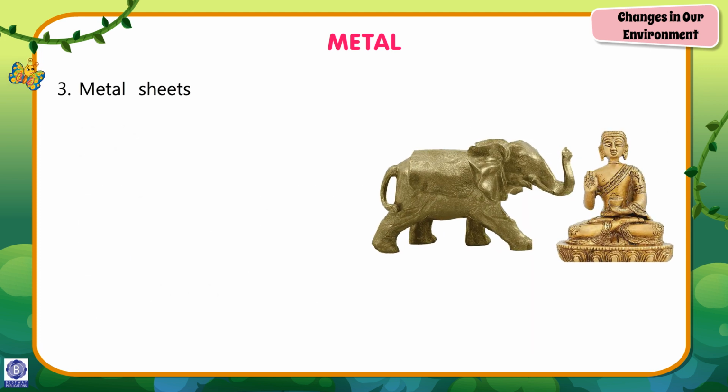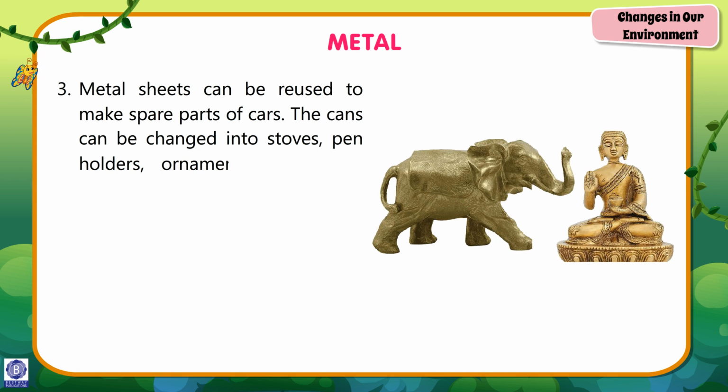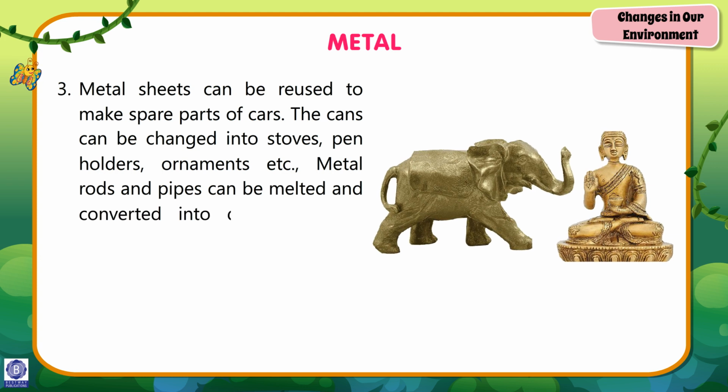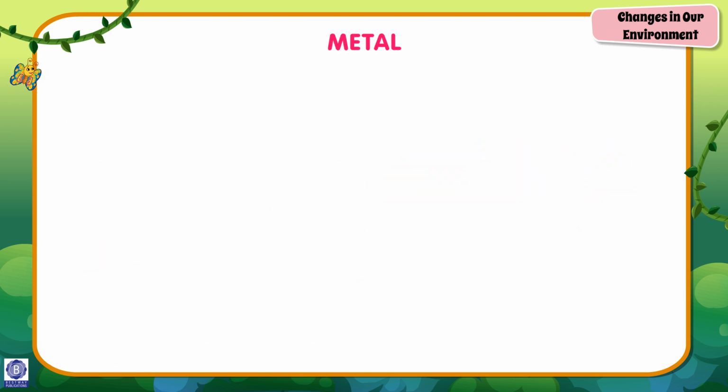Number 3, metal sheets can be reused to make spare parts of cars. The cans can be changed into stoves, pen holders, ornaments, etc. Metal rods and pipes can be melted and converted into different useful products. Number 4, craftsmen buy and melt pieces of scrap to make frames, statues, decorative items.